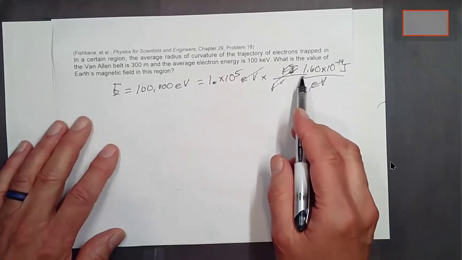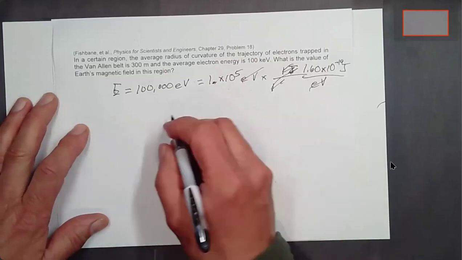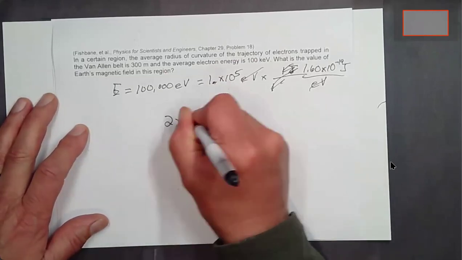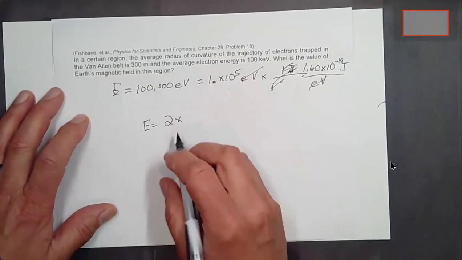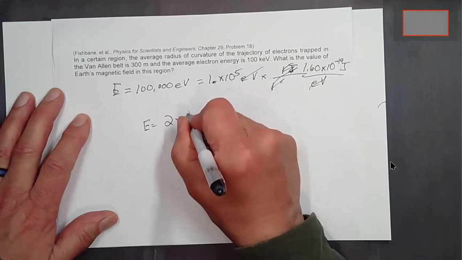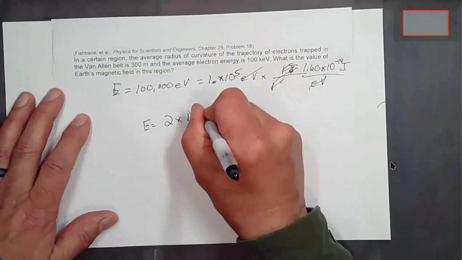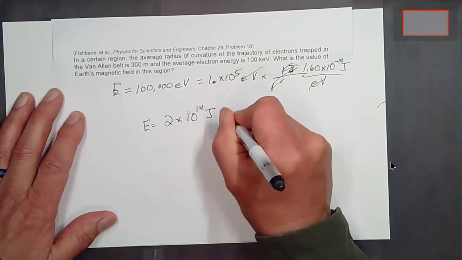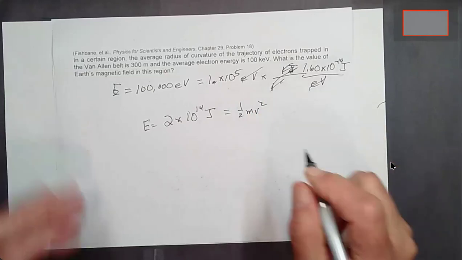Yeah, let's just figure out the Earth's magnetic field to 1 sig fig and round that to 2. So I'd have 2 times the energy of these electrons, 2 times 10 to the 14th, 10 to the 5th, and 10 to the minus 19th joules. And that'll be 1/2 mv squared.